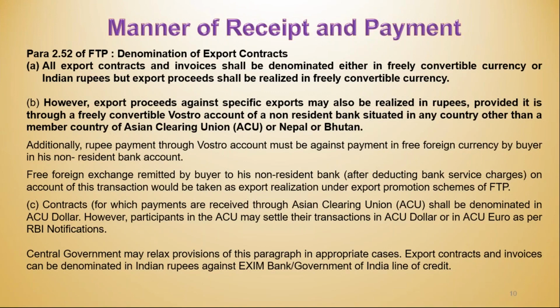Apart from this, from Nepal and Bhutan also we can get, because we have a treaty with Nepal and Bhutan, so we can get the export realization in rupees only, not in dollars or any other foreign currency. No need, only rupees we can get the realization. So this is the provision. Otherwise all our realization must be in freely convertible currency, unless otherwise permitted as per the RBI provisions. One is the Vostro account, the other one is for Nepal and Bhutan, where we can get the Indian currency. Okay.